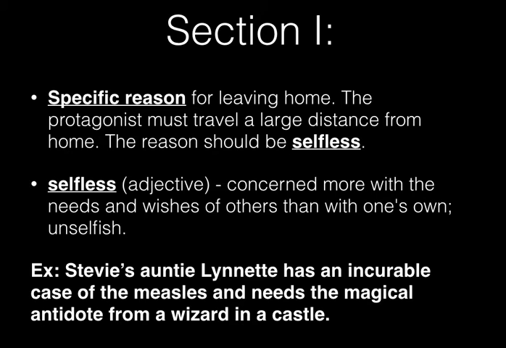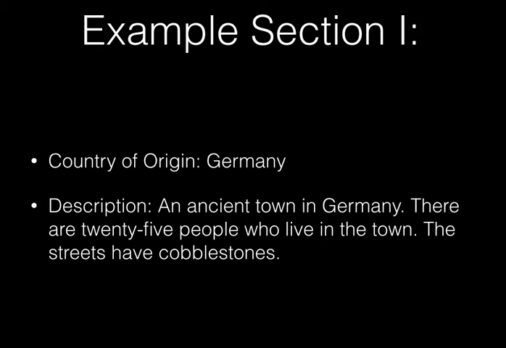Now, in this case, Stevie's Auntie Lynette has an incurable case of the measles and needs the magical antidote from a wizard in a castle. So, we have the reason why Stevie must leave home because of his aunt's measles, and it is a selfless reason because we know how poorly treated he is and we know that Stevie leaves because he truly cares about his Aunt Lynette.